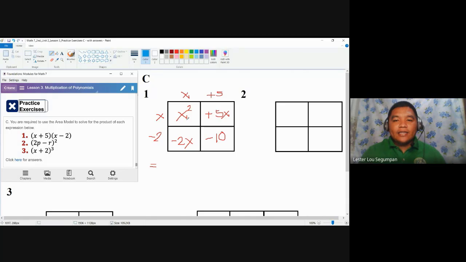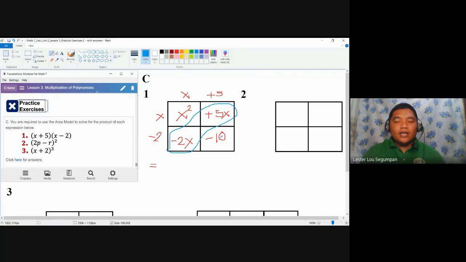Now there is a unique shortcut for the area model. Look at the items that you can see in this diagonal area. I'm not saying all of the time, but most of the time, the items here can be combined, or can be added, or can be subtracted. Take note that this has a coefficient of x. This also has a coefficient of x. Therefore, they are like terms, so we can combine them.